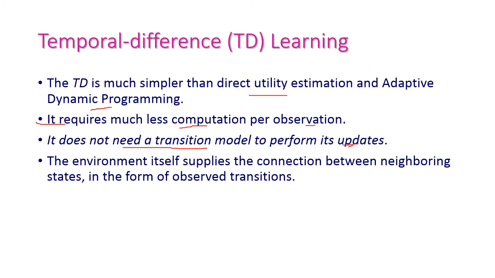Without the transition model, it updates all the table data, and the environment itself supplies the connection between neighboring states. Neighboring states means s and s dash. s is the current state and s dash is the expected neighboring state. So the environment itself supplies the connection between the states s and s dash in the form of an observed transition.